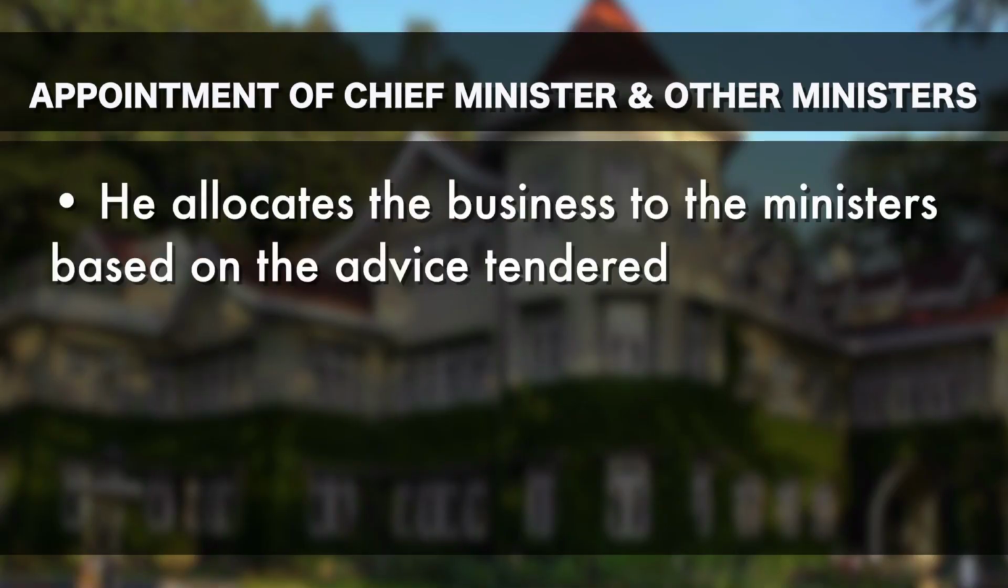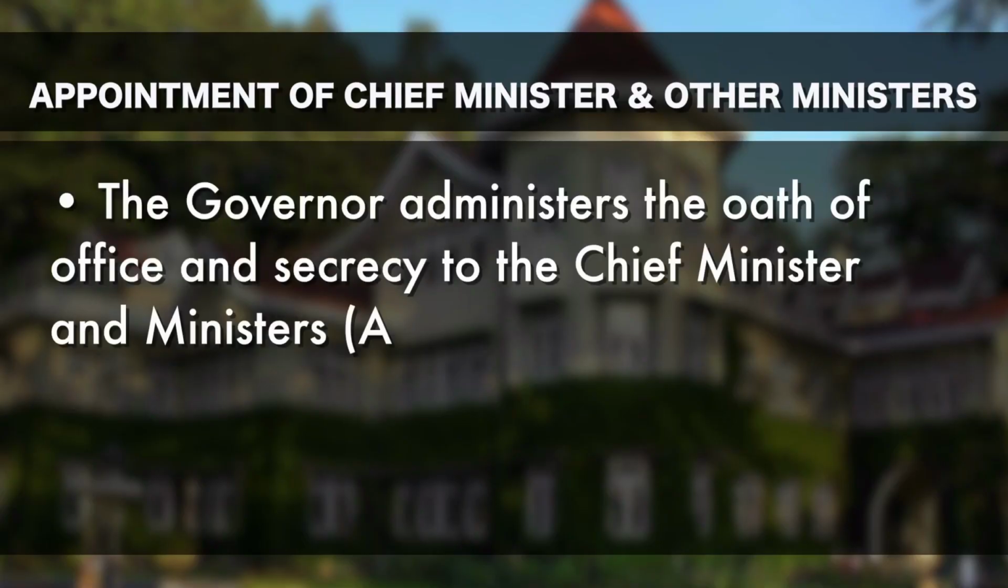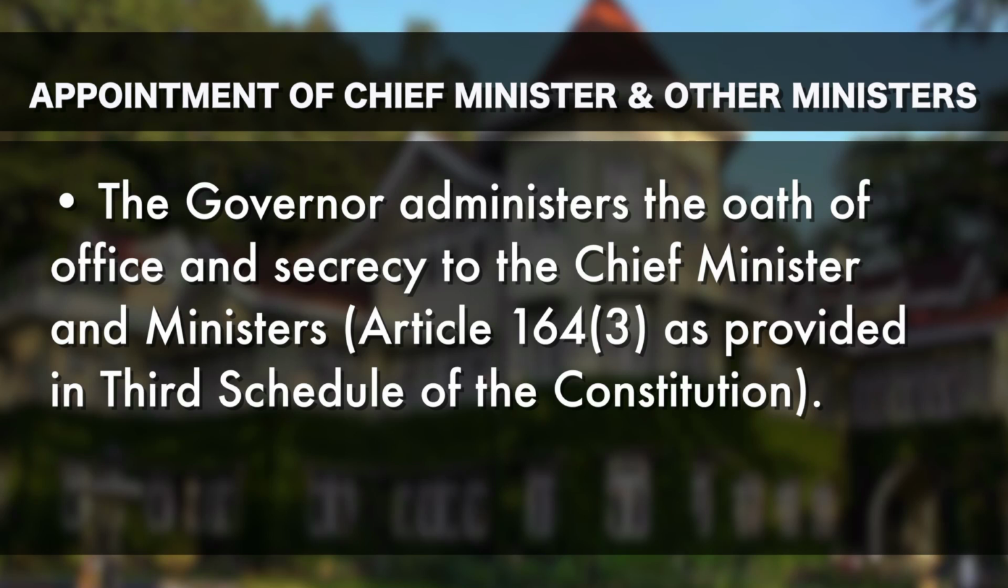The governor also allocates the business to the ministers based on the advice tendered by the chief minister of the state. The ministers hold office during the pleasure of the governor, although the pleasure is restricted by the confidence of the legislative assembly and the faith of the chief minister in the minister or ministers of the state. The governor administers the oath of office and secrecy to the chief minister and ministers as provided in the Third Schedule of the Constitution.